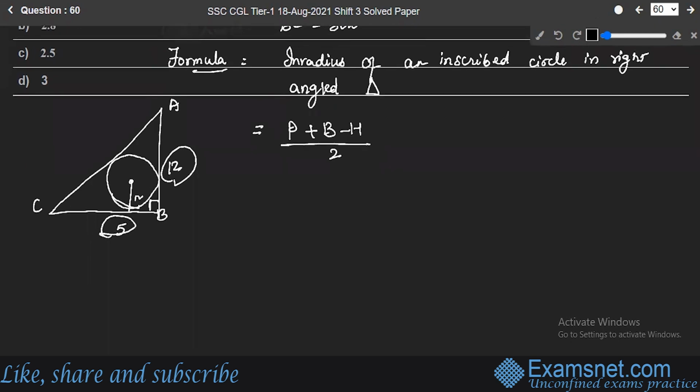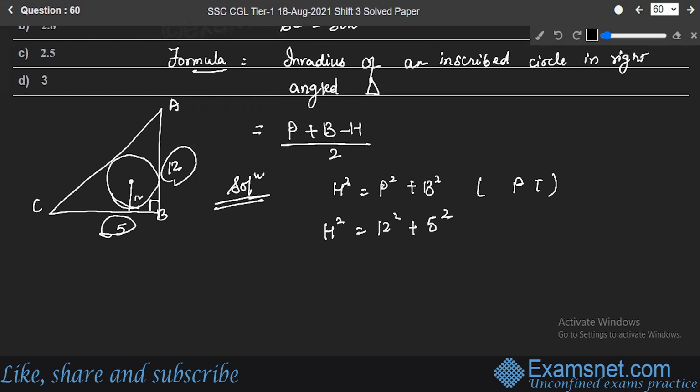Let's go with the solution to find out, first of all, the hypotenuse. Hypotenuse square is equal to perpendicular square plus base square, according to the Pythagoras theorem. So hypotenuse square is 12 square plus 5 square, which is 144 plus 25, which is 169. Hypotenuse is root of 169, which is equal to 13 centimeters. So you got all the sides. Now it's very easy to find out the inradius.